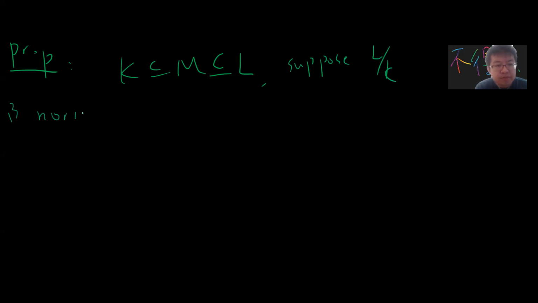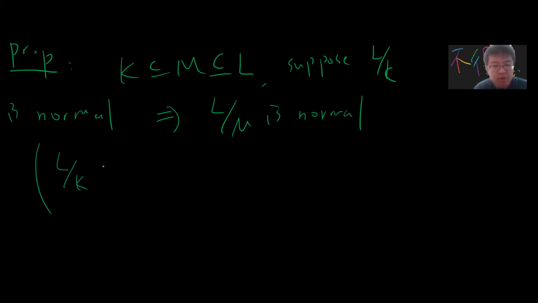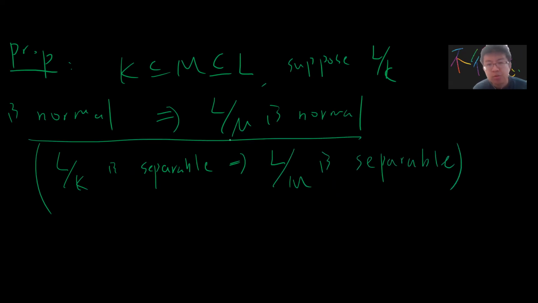Okay, so a simple proposition. Let's say you have this, and suppose L over K is normal. You can easily check that L over M is normal. Remember that we already proved that if L over K is separable, then L over M is separable. And this one is also trivial. The reason is that the minimum polynomial already factors, so it should factor linearly in M, because the polynomial over K can be viewed as a polynomial over M. So this proof is almost trivial.